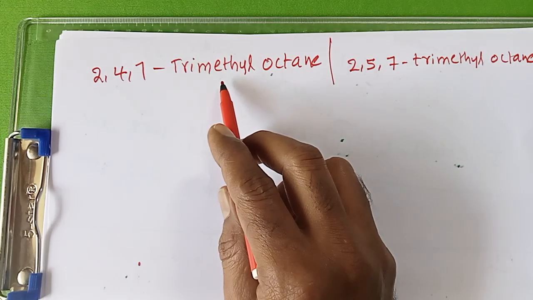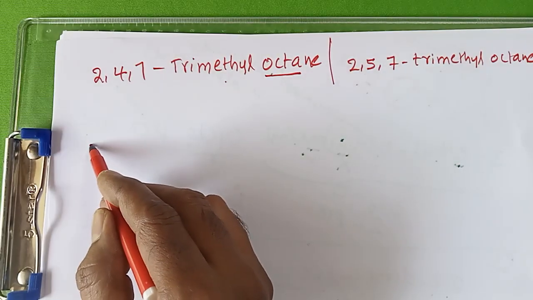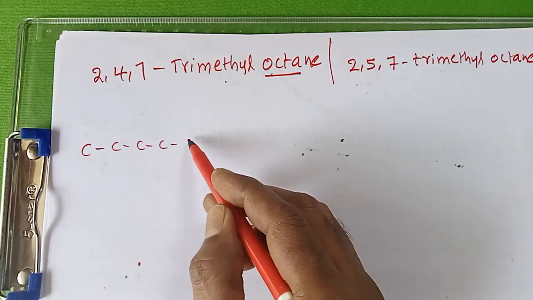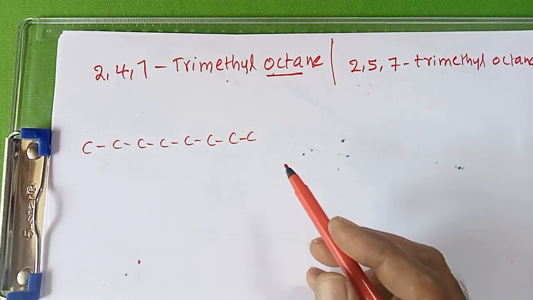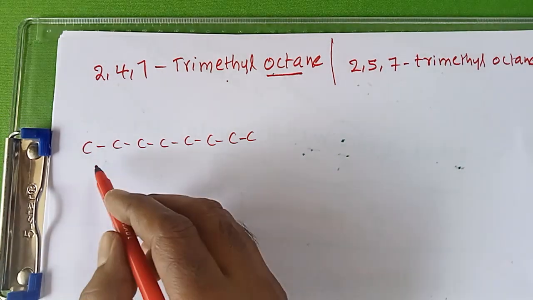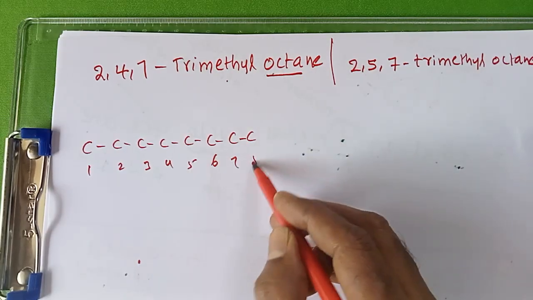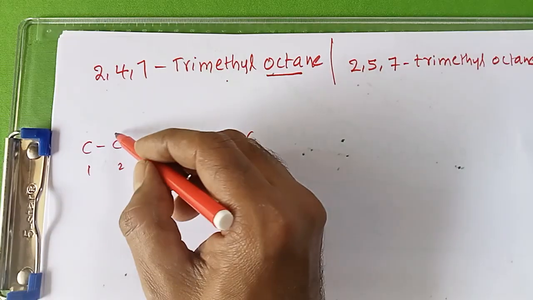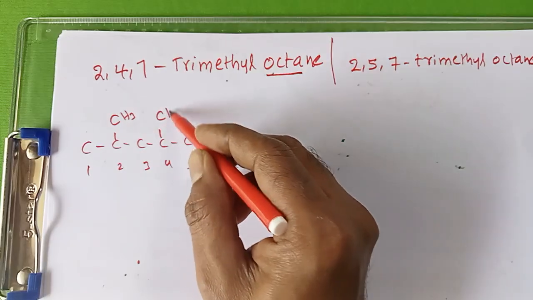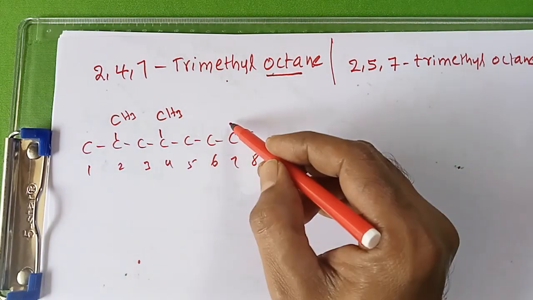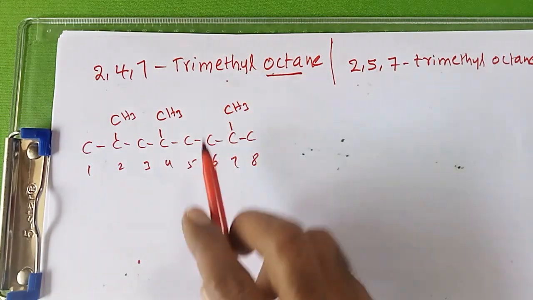Turning the name into a structure, underline the root word. Oct means how many carbons? 8 carbons. Write down 1 2 3 4 5 6 7 8. You can give the numbering from either side, because it is only the parent chain. Second carbon, what is present? Methyl, so you write one methyl group. Fourth carbon, methyl. Seventh carbon, methyl. This is the structure.